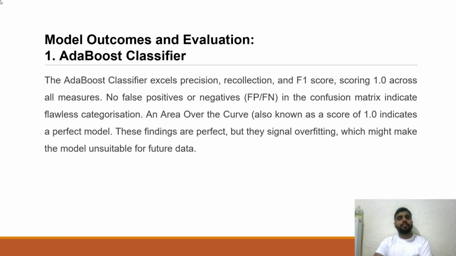After the implementation of the project, let's have a look at all of the models and the results of the models which I have applied in this project. The first of all is the AdaBoost classifier. If we look at these results, all the precisions, recalls, and F1 scores are 1.0 across all the measures, and no false positives or negatives were found. The area under the curve is also 1.0, which means that the model is working perfectly.